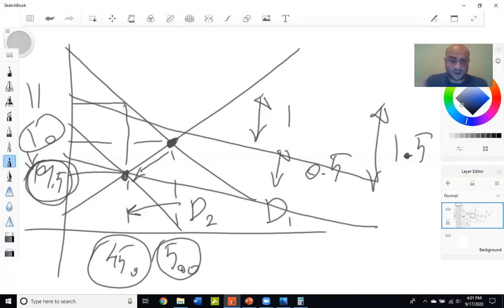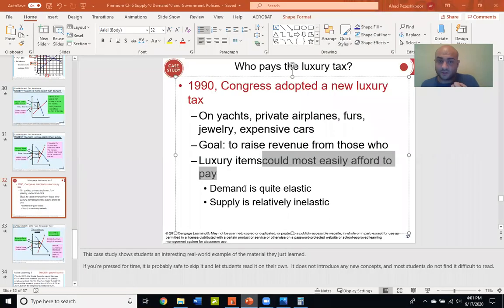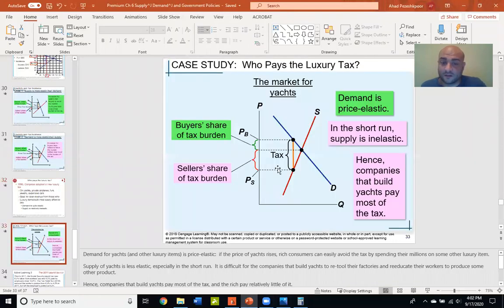Often when you tax luxuries, the rich person who is supposed to pay the tax ends up paying a much smaller share than the middle class small business owner or the salesman or the company that is providing that good or that service. So that is one reason to be very careful about taxing luxury goods. When you tax luxury goods, because demand is quite elastic and supply is relatively inelastic, this is what happens.